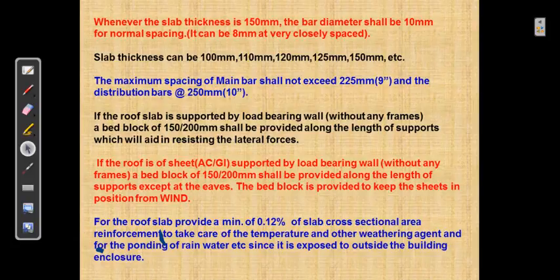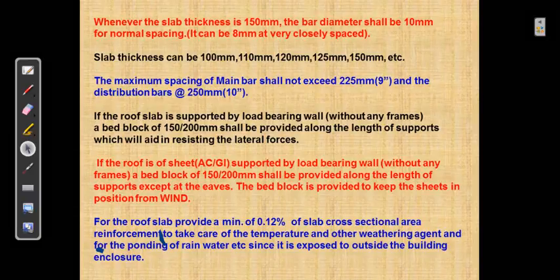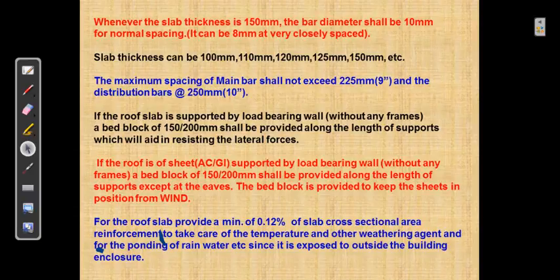See, whenever the slab thickness is 150 mm, the bar diameter shall be 10 mm for normal spacing. Slab thickness can be 100 mm, 110 mm, 120 mm, 125 mm and 150 mm. See, the maximum spacing of main bar shall not exceed 225 mm. If it is a roof slab, same thing, say 150 by 200 mm. For this roof slab, provide a minimum of 0.12 percent of the slab cross-sectional area.